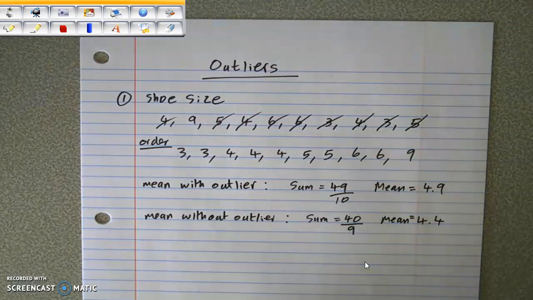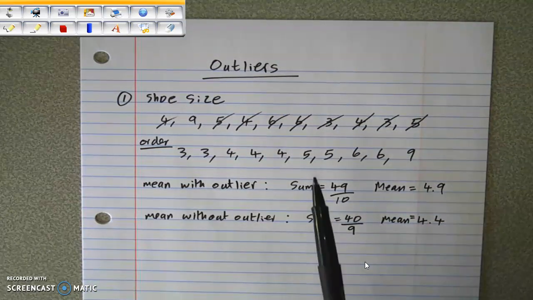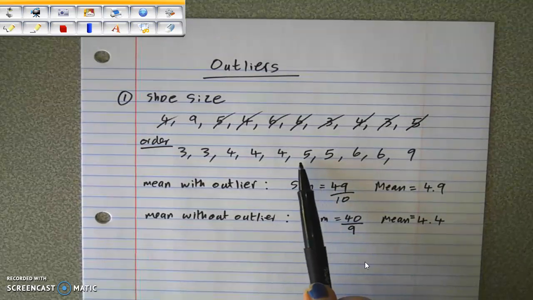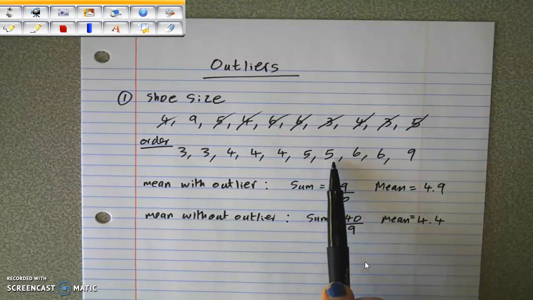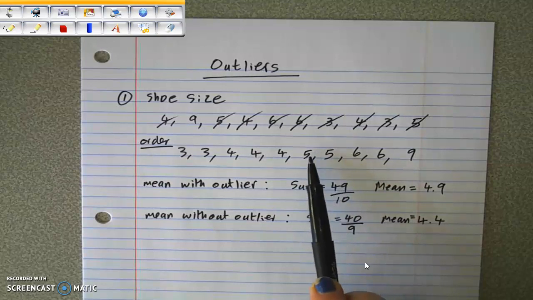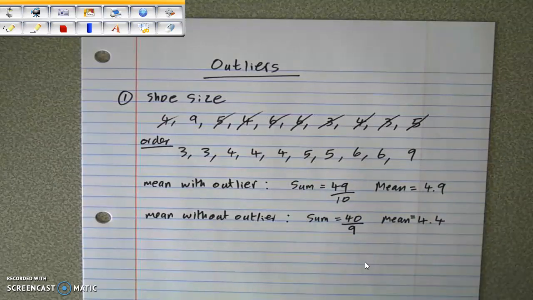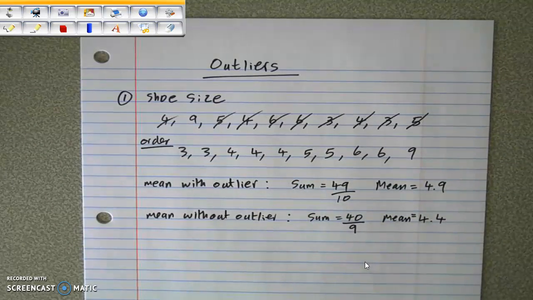So if you can see, with the outlier in the data set, the mean comes up closer to 5. So it's closer up around here, which is a little bit high when you consider all those 3s and 4s that are in the data set. When we take out the outlier, the mean goes back down to being just a little bit over 4, which is more representative of our data set.